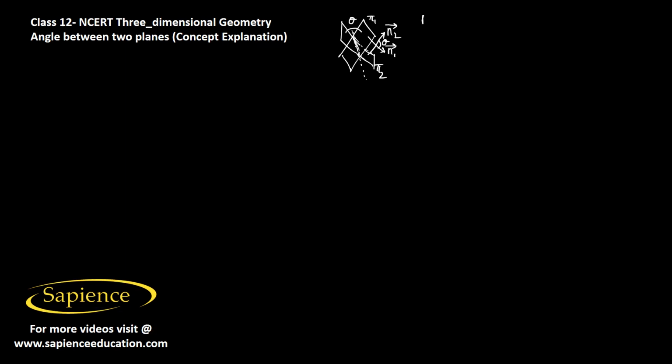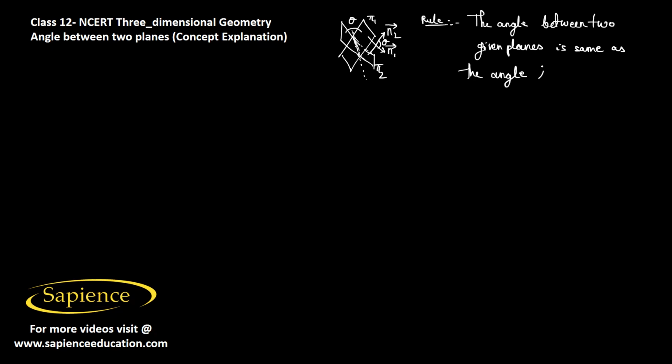It means the rule is that the angle between two given planes is the same as the angle between their normals, the angle between their normal vectors. You can see, angle between their normal vectors. So this rule we have to use.